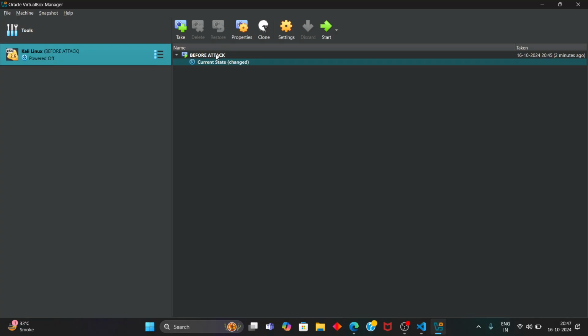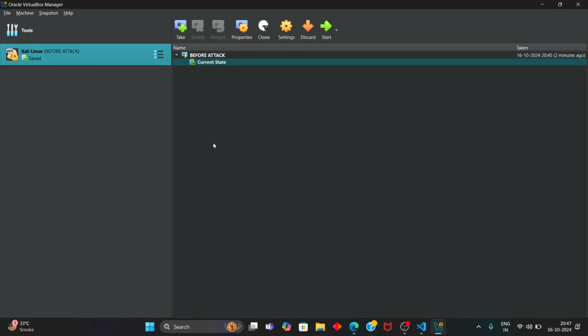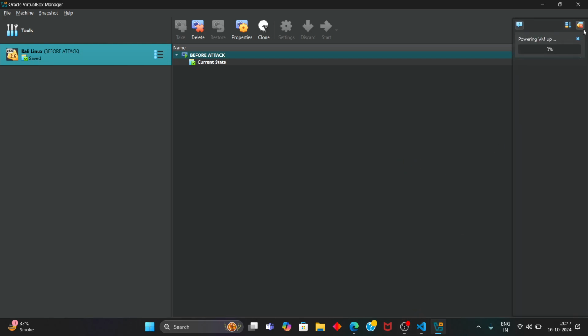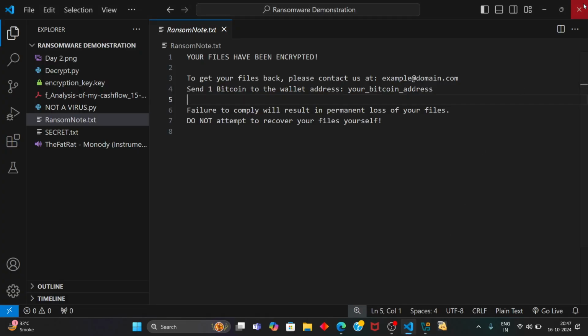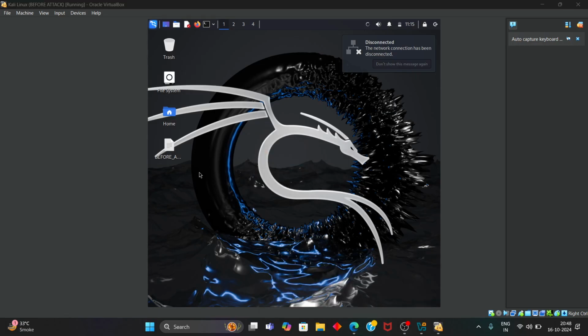Okay, and let's get back to that condition, and let me just restore it. Okay, so it is restored. And now if I open it, let's see. Let's hope that our system is back to the normal situation at the point of time when we took that snapshot. Because as you can see, it is restoring my virtual machine to the state where we made this file.